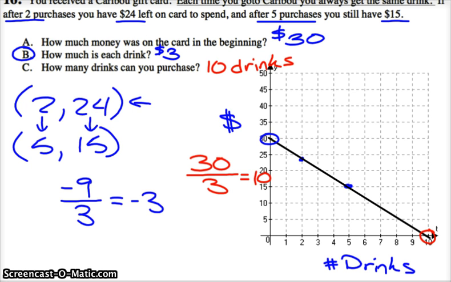Last thing I want to note is that every single one of these numbers has a context and therefore has a unit attached to them. Question A says how much money was on the card? We have $30. Question B says how much is each drink? It's $3 per drink. And question C, how many drinks can you purchase? We can purchase 10 drinks before we run out of money.